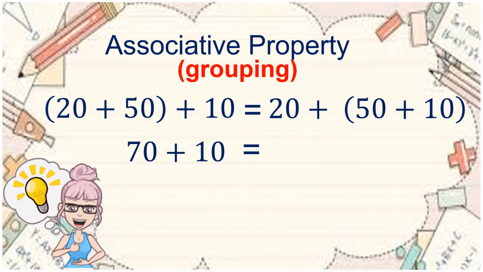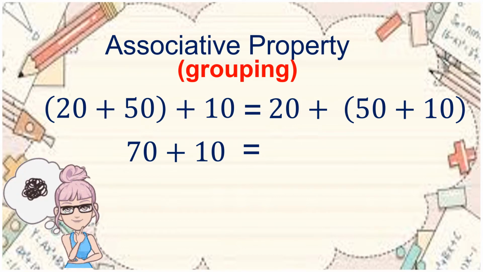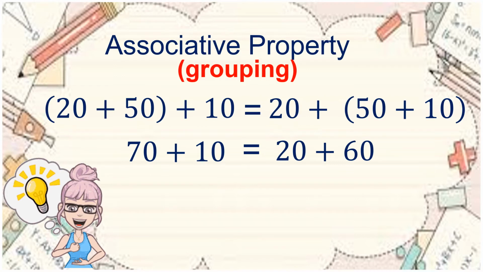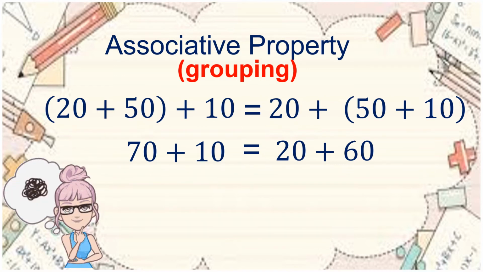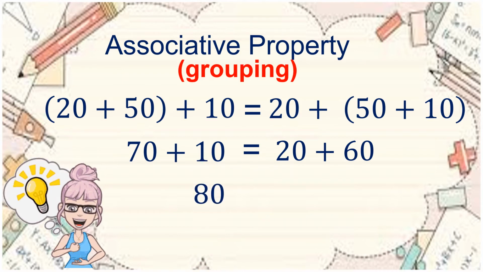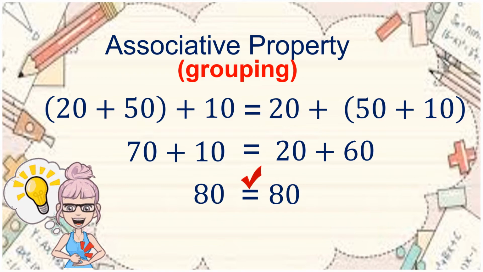How about in the other side? 50 plus 10 is equal to what? Correct. It is equal to 60. So we have 20 plus 60. Adding up 70 plus 10, it is equal to what? Correct. It is equal to 80. And what is 20 plus 60? Correct. It is equal to 80. So therefore, we arrive at the same answer.